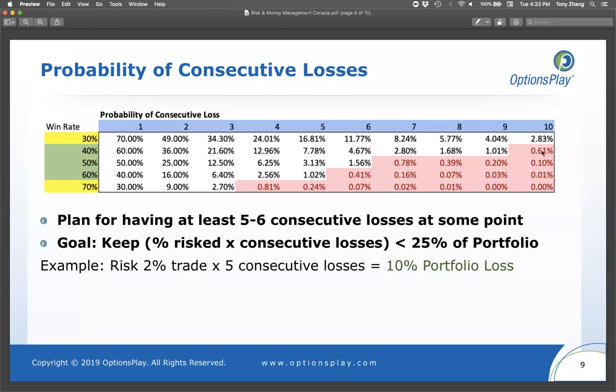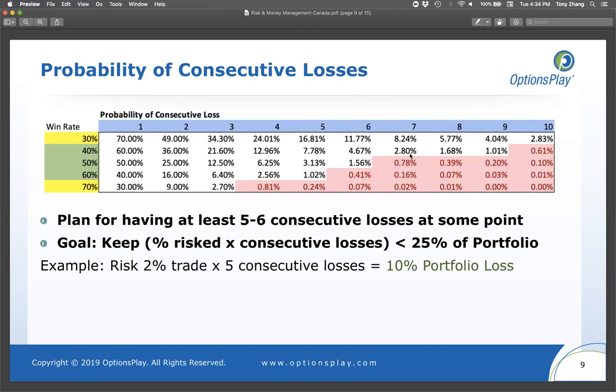Conversely, for those of you that are selling options, whether you're selling covered calls, cash secured puts, or even credit spreads, you're going to find your win rates on the higher end of the spectrum, whereas you can see the chances of you having 6 consecutive losses in a row with a 60% win rate is significantly lower, at about 41.4 hundredths of 1%. So, like I said, most traders will find their win rate somewhere between 40 to 60%.